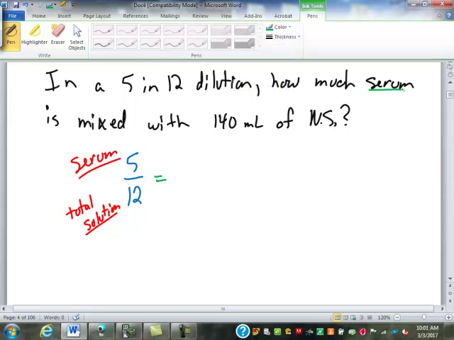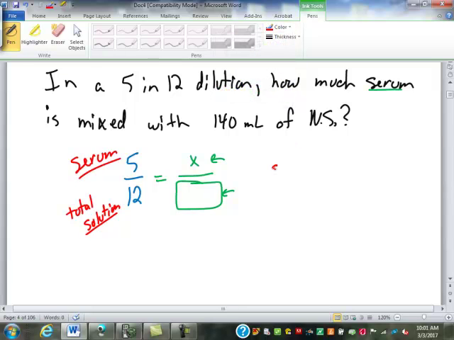Now, we are looking for the amount of serum. That's what we're looking for. But we do not know the total amount of solution. So in this case, we're missing both of the numbers over on this side of that proportion. So we cannot solve that proportion. So that proportion won't work.